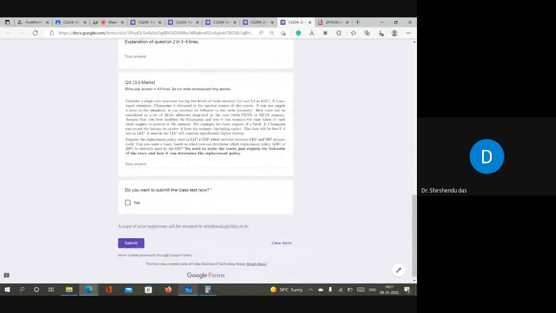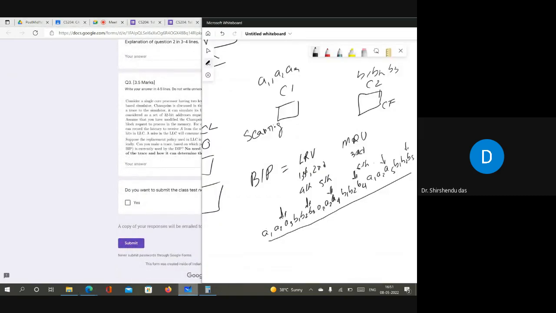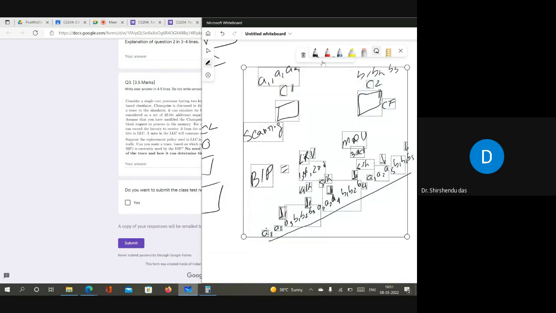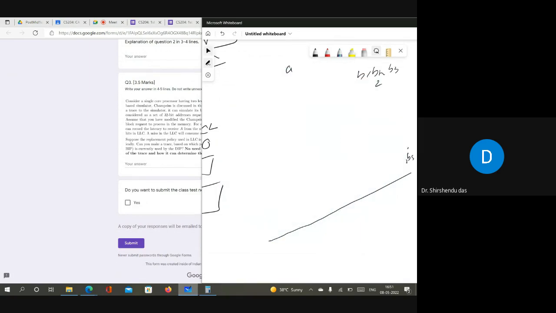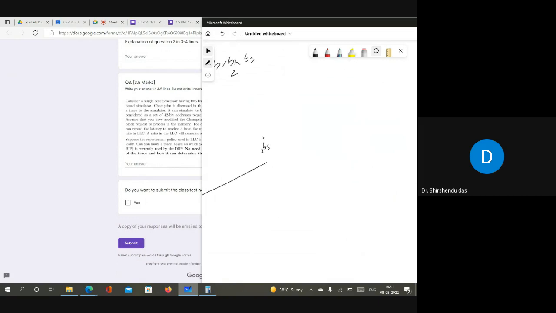And question 3 is an interesting question. In question 3, since you know ChampSim, I said using ChampSim, suppose this is your last level cache, right?